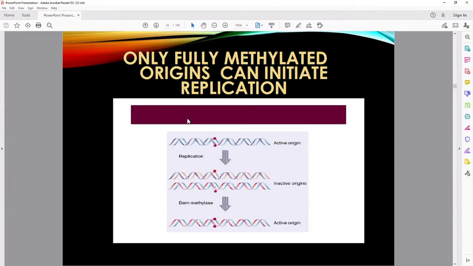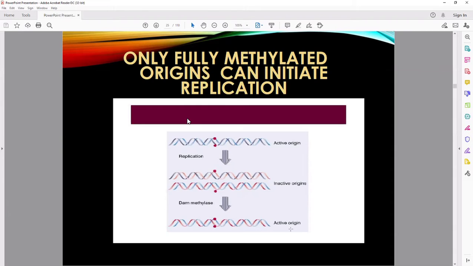In DNA we have these four nucleotides: adenine, thymine, guanine, and cytosine. So specifically, this enzyme adds this methyl group to adenine, and so it activates the origin of DNA, so it can start the process of replication.